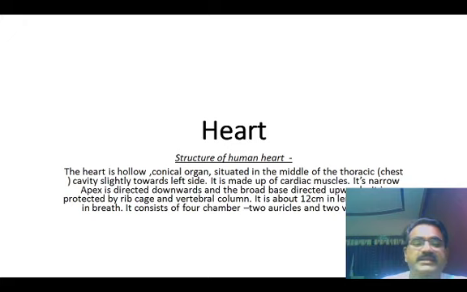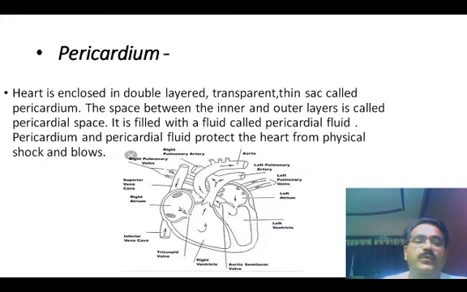It is narrow, with the apex directed downwards and the broad base directed upwards. It is protected by the rib cage and vertebral column. It is about 12 centimeters in length and 9 centimeters in breadth in the human being. It consists of 4 chambers, that is 2 auricles and 2 ventricles.